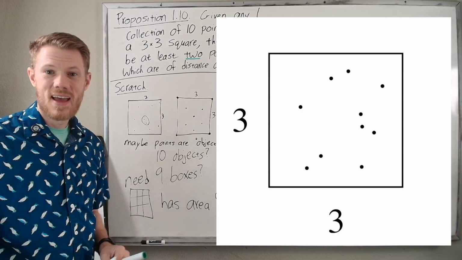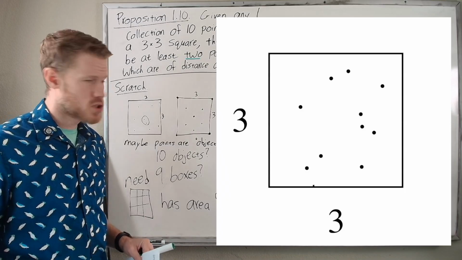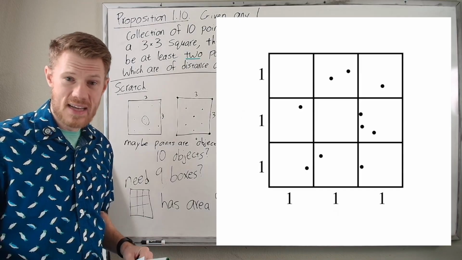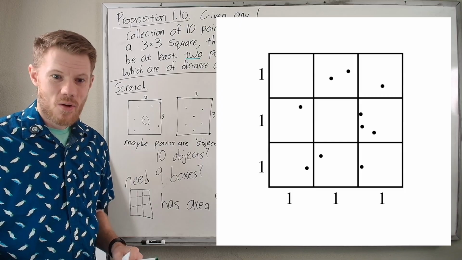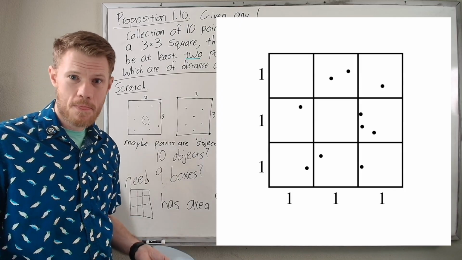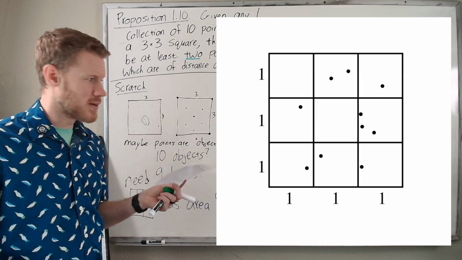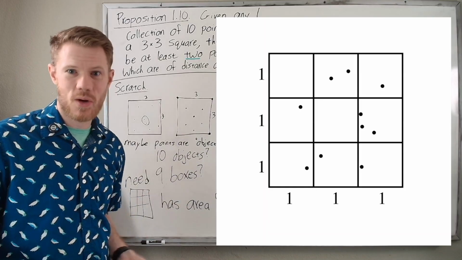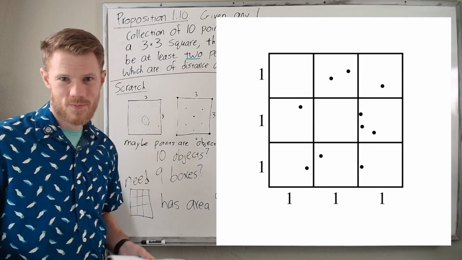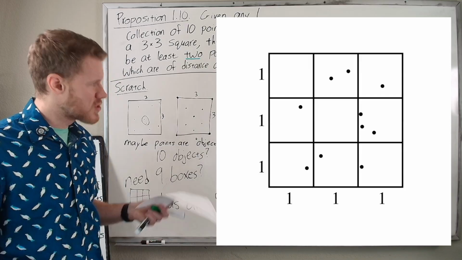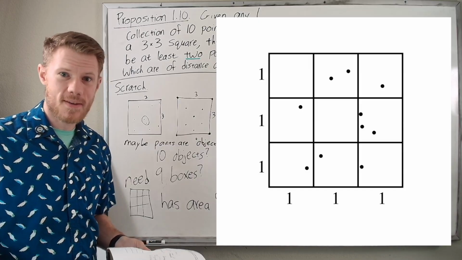And then you take that and chop up your square into these 9 little 1 by 1 squares. And then you ask the question: if you apply the Pigeonhole principle, you have 10 points being placed into 9 squares. By the Pigeonhole principle, 2 of these points must be placed into the same square. Okay? And if 2 points are placed into the same square, the question is, how far apart could those points be?